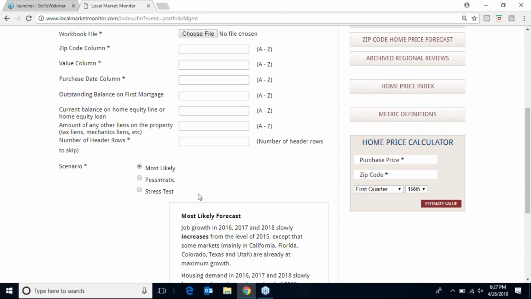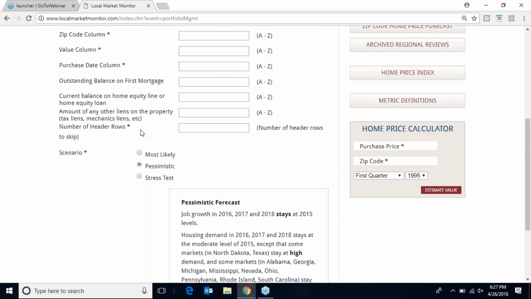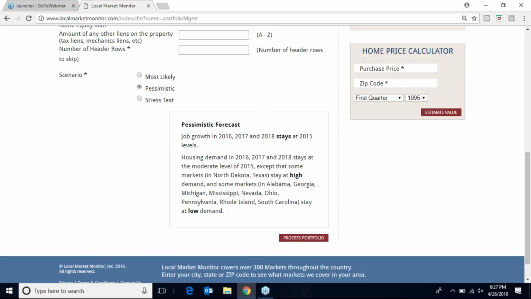And then there are 3 scenarios that you can run. The first is what we call most likely. That scenario ties back to the market reports. So if we forecasted 6% growth in a certain market, you're going to see that forecast associated back to the file. And it's done on a zip code level. There's also 2 other scenarios, as I mentioned: a pessimistic and a stress test. So if you want to run your portfolio of assets and see how they look on a most likely scenario, then take the same file and run it on a pessimistic scenario, and then again on a stress test scenario, you can do all 3 right here from this screen.